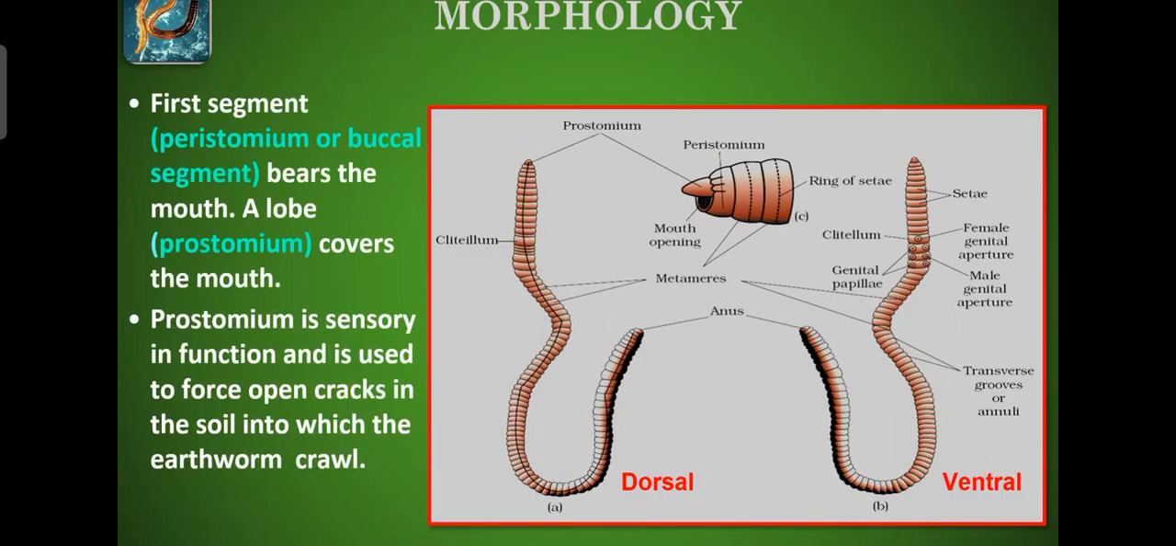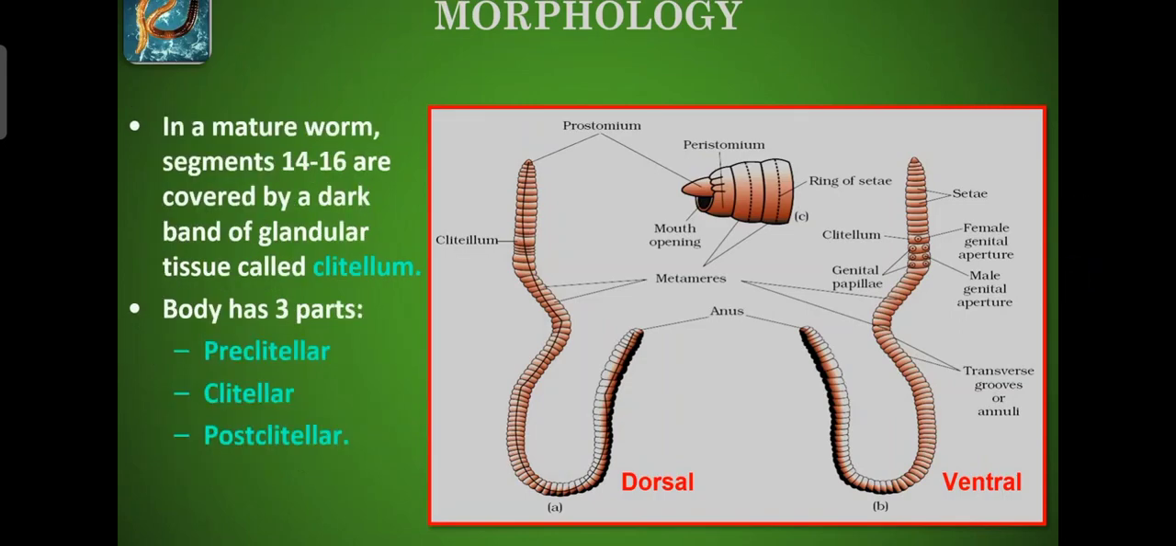First segment is called peristomium, which bears the mouth, and the mouth is covered by a lobe-like structure. That lobe-like structure is called prostomium. Clear? So what is this prostomium? It is sensory in function and is used to force open cracks in the soil into which the earthworm crawls. So to go deep inside the soil, to crack open the soil, that prostomium is used in the earthworm.